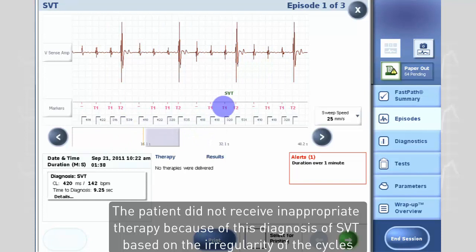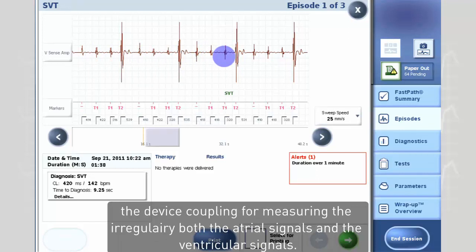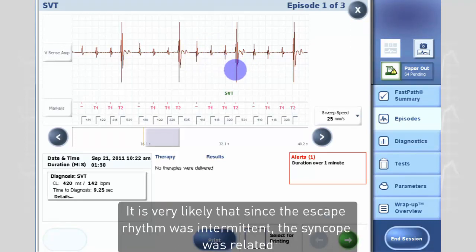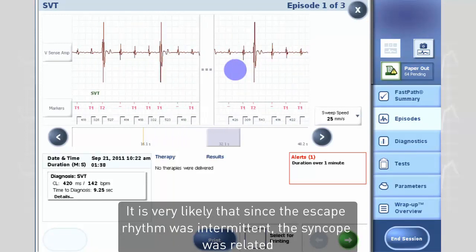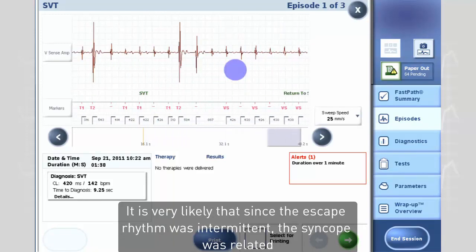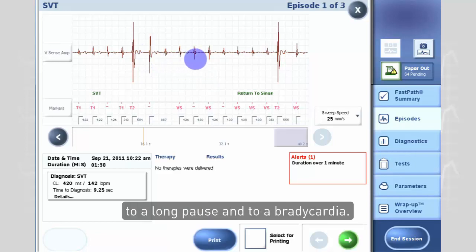The patient did not receive inappropriate therapy because of his diagnosis of SVT based on the irregularity of the cycles, the device coupling for measuring the irregularity both the atrial signals and the ventricular signals. It is very likely that since the escape rhythm was intermittent, the syncope was related to a long pause and to a bradycardia.